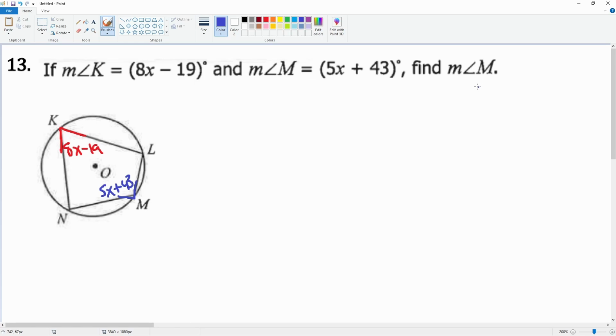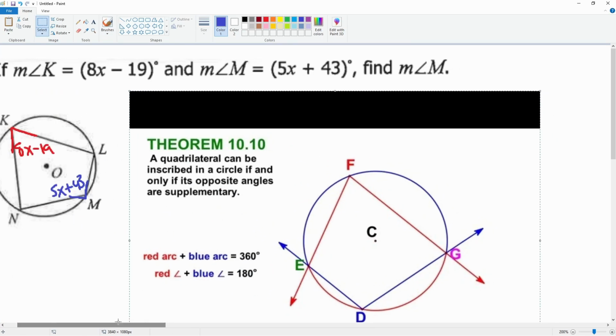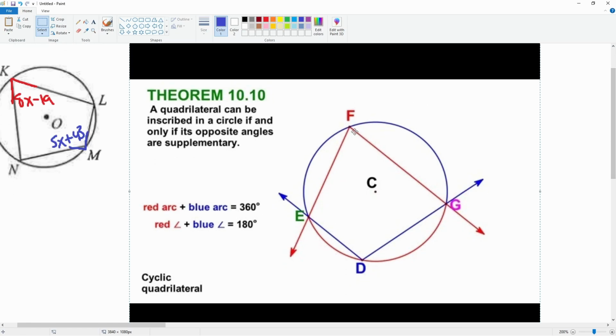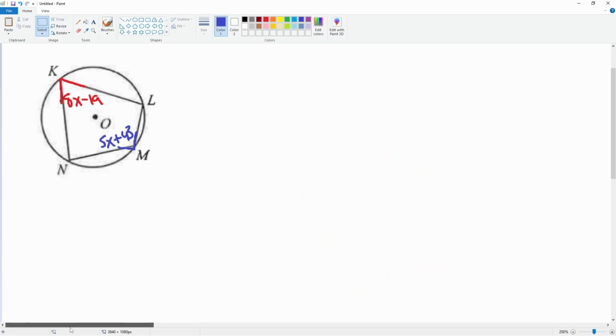So I need to solve for x first, right? I have to grab the equation, right? So what I need to understand is this idea, okay? Did you know that if a quadrilateral is inscribed in a circle, the two opposite angles are actually supplementary, okay? And this is only true when it is inscribed inside a circle. So if I know that the opposite angles are supplementary, I can set up this equation now.